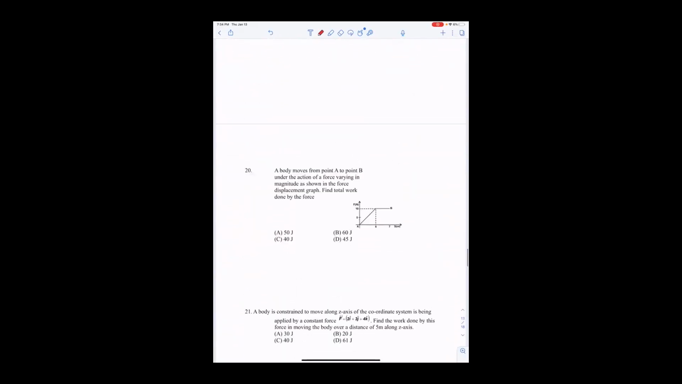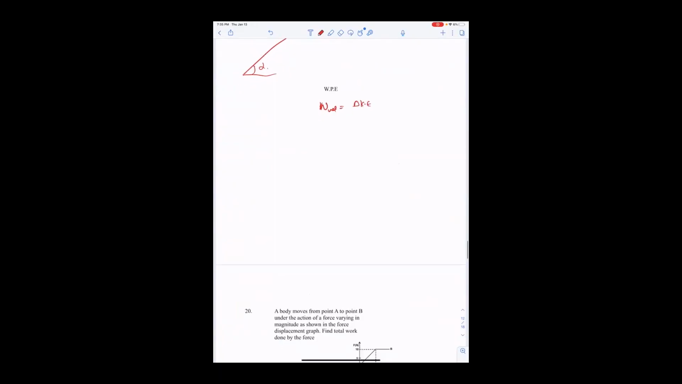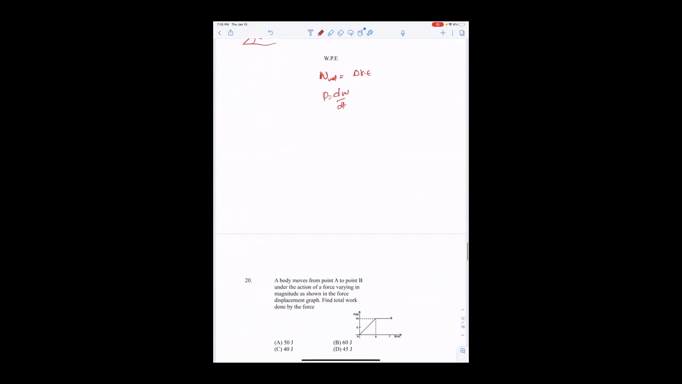20th. This is work energy. So net work done, W net, is equal to change in kinetic energy. Power is equal to rate of work done, right? Or rate of change of kinetic energy, in short.